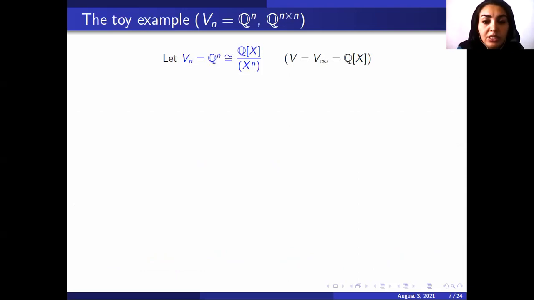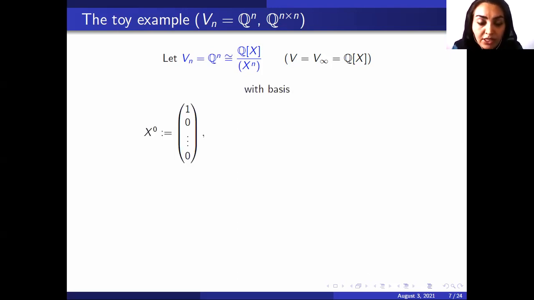Now, consider the n-dimensional vector space Vn. You know that we can write it as a quotient of the polynomial ring modulo x^n. And in this way, V infinity, which we will denote by V, is Q[x]. But for the time being, forget that. We are focusing on Vn, which is an n-dimensional, finite dimensional vector space.